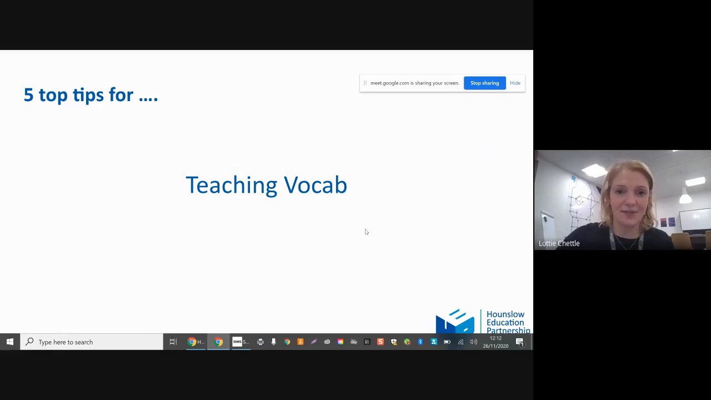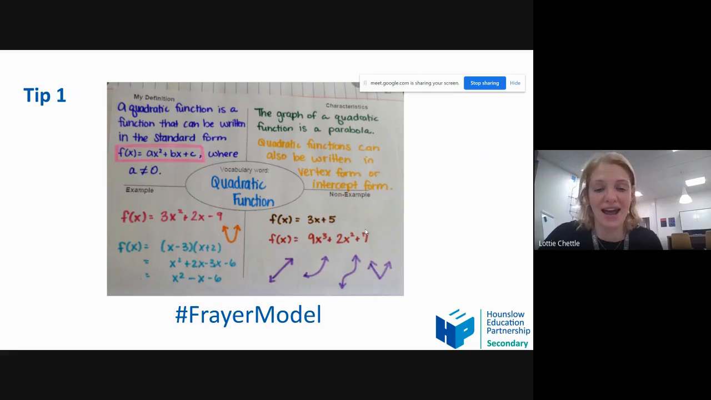So, teaching vocab. Tip 1, hashtag the Frayer Model. Now, this is my absolute favourite way to introduce a new definition. For example, you can see there the quadratic function. The reason I like this way so much is because it really gets the students thinking about what that word means. So you've got there my definition, for example, but what I like about it is really thinking about the characteristics and then comparing examples and non-examples.